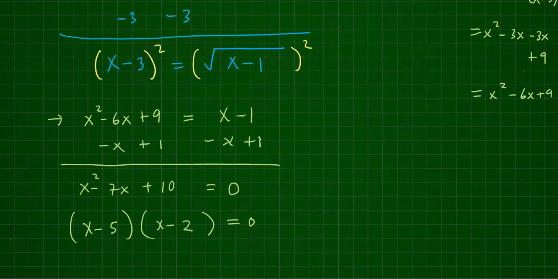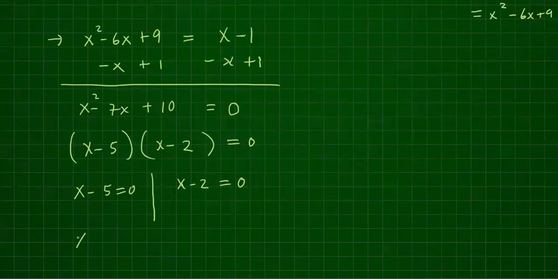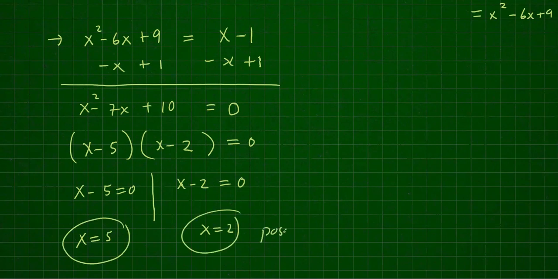Great, so we have two possible solutions. We have x minus 5 equals 0, that's the first, and then x minus 2 equals 0, that's the second. So we have x equals 5 and x equals 2. Now these are possible answers, possible solutions. What that means is you have to check, plugging into the original, and then we perform the check. So let's go ahead and do that.